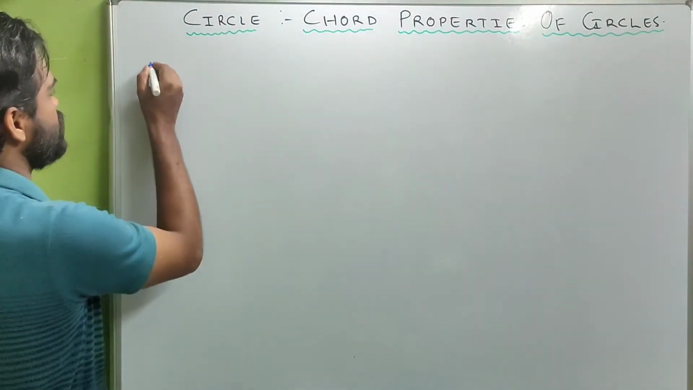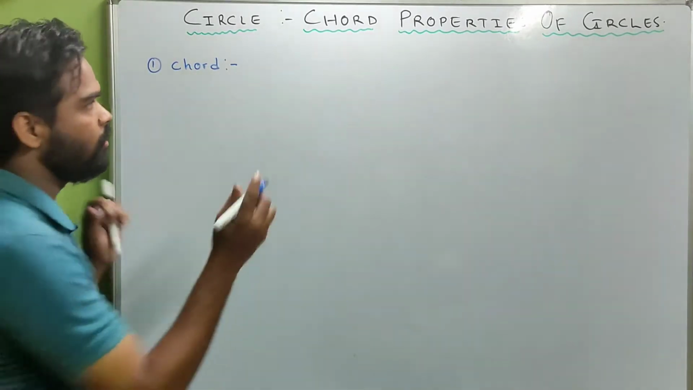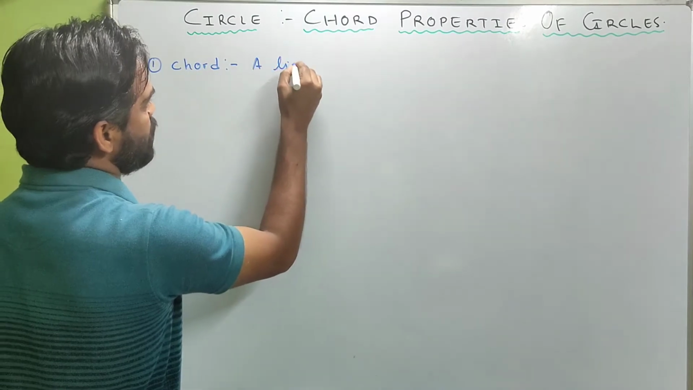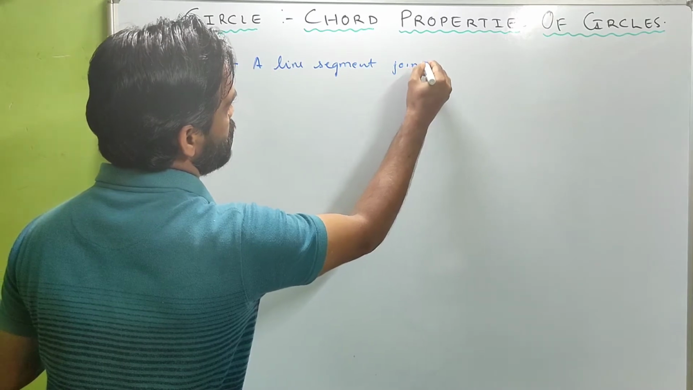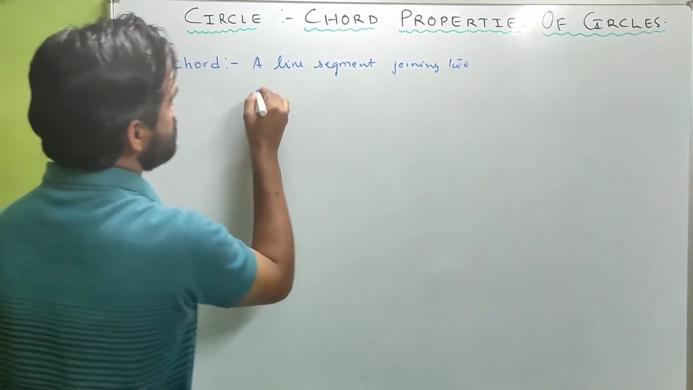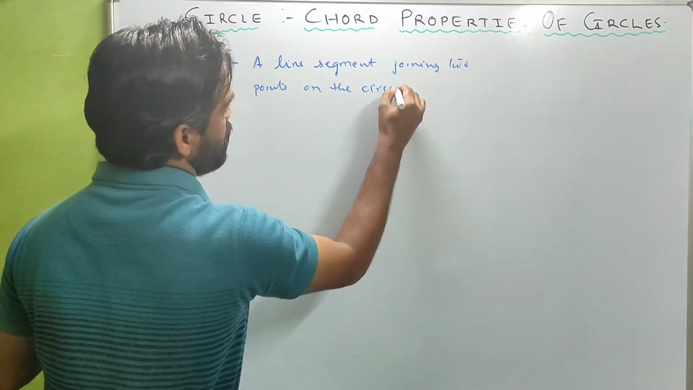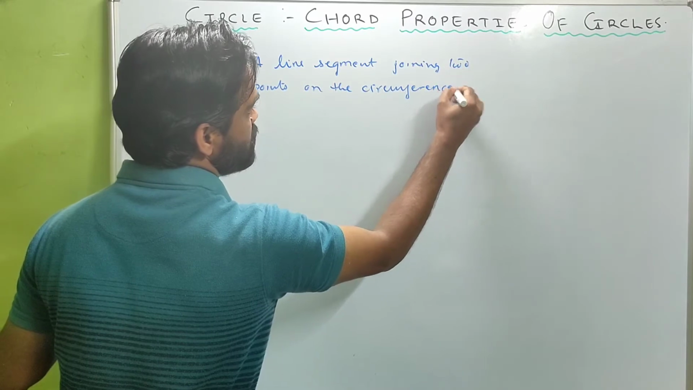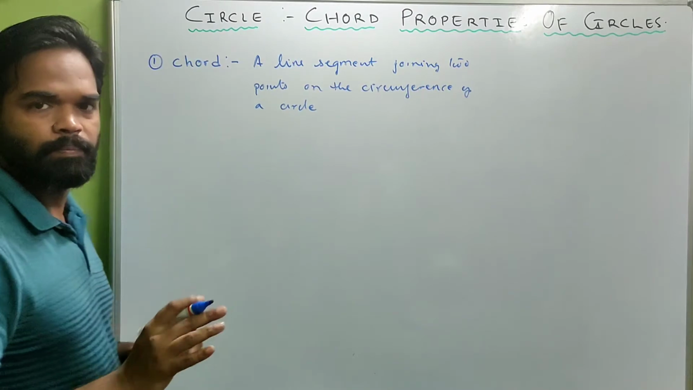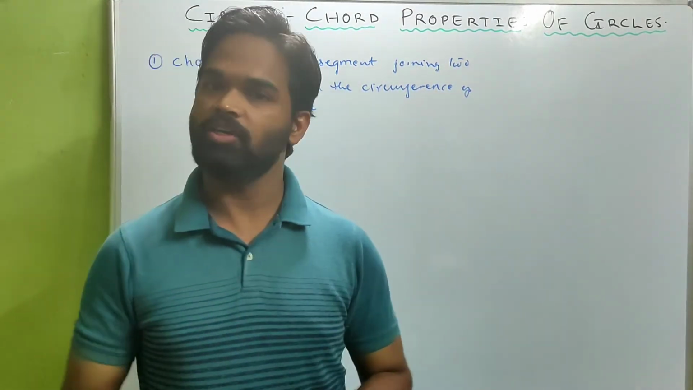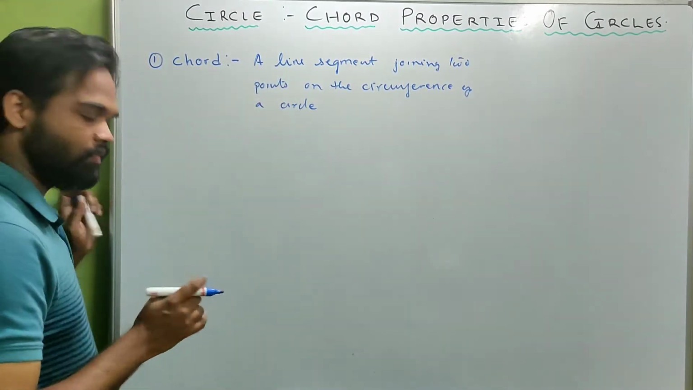First thing which comes into mind, what is a chord? We all know a line segment joining two points on the circumference of a circle is known as chord, and we know that diameter is the longest chord in a circle. Now let us see the first theorem on chord properties of circle.